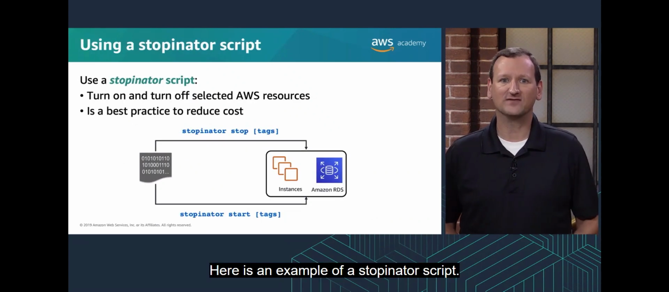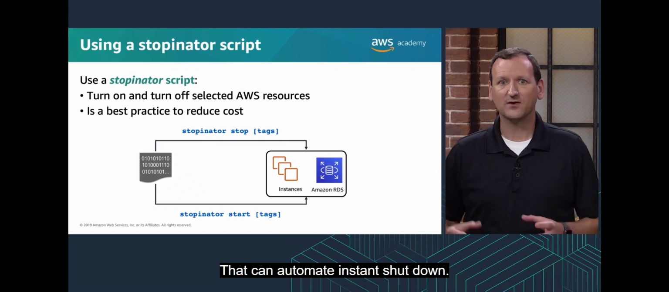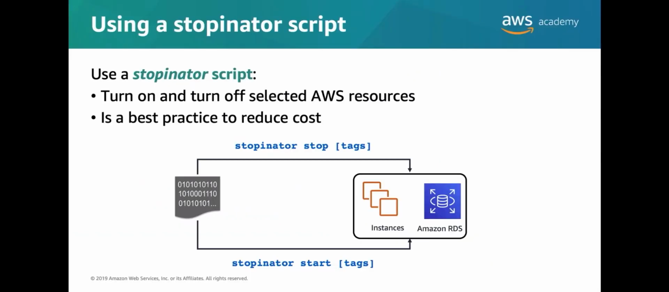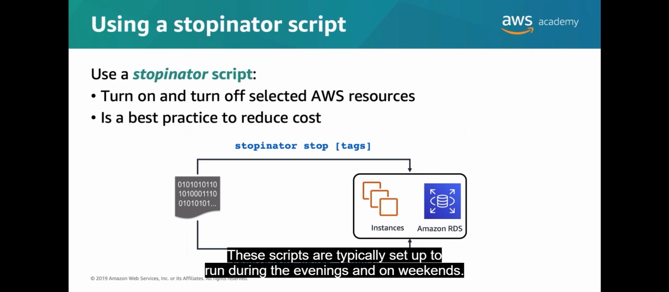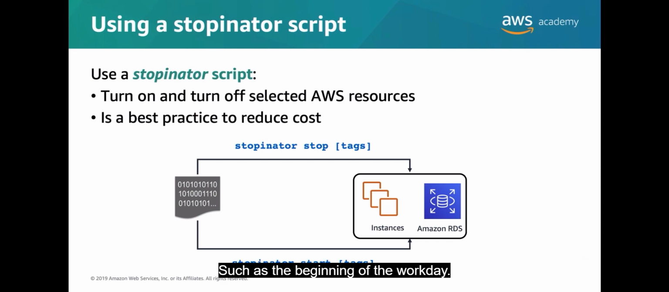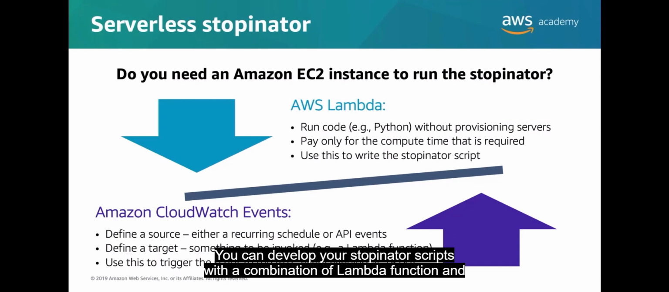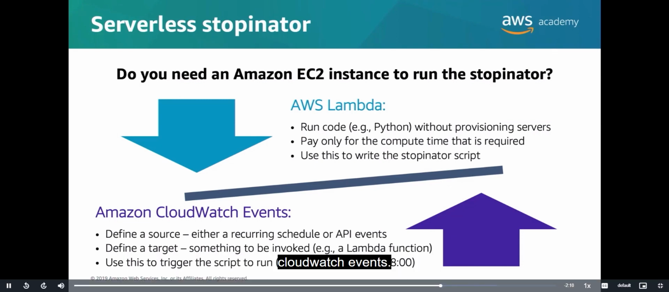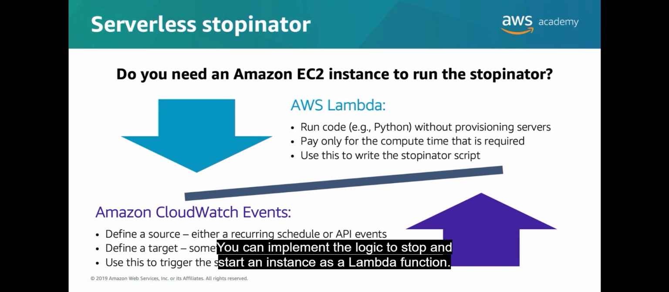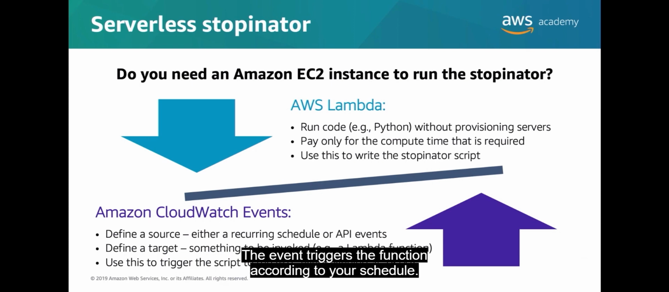Here's an example of a Stopinator script that can automate instance shutdown. These scripts are typically set up to run during the evenings and on weekends. You can also use utility scripts to start resources when you need them, such as at the beginning of the workday. You can develop your Stopinator scripts with a combination of Lambda function and CloudWatch events. You can implement the logic to stop and start an instance as a Lambda function. The event triggers the function according to your schedule.